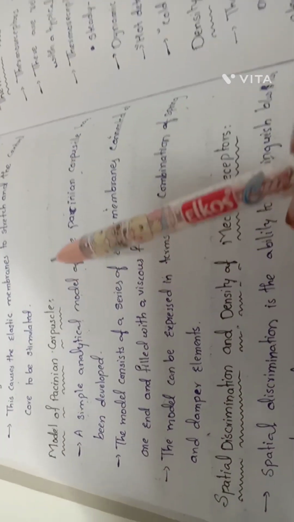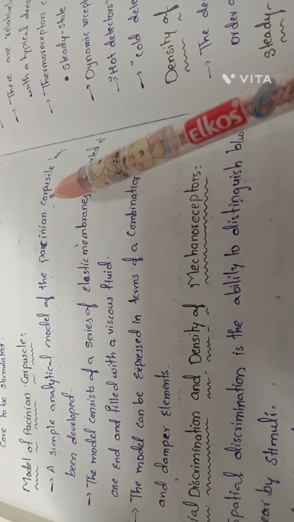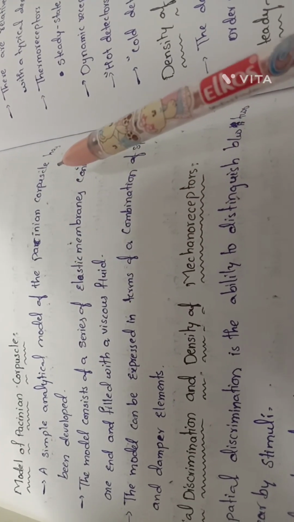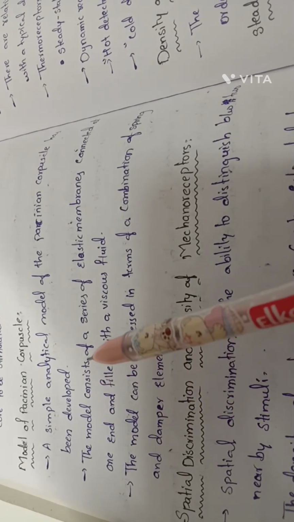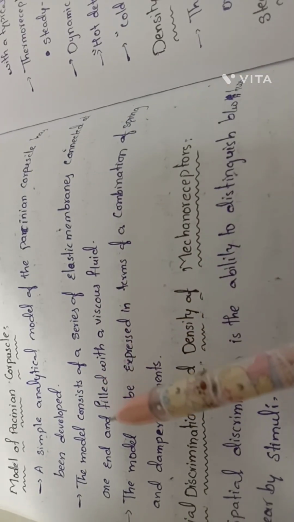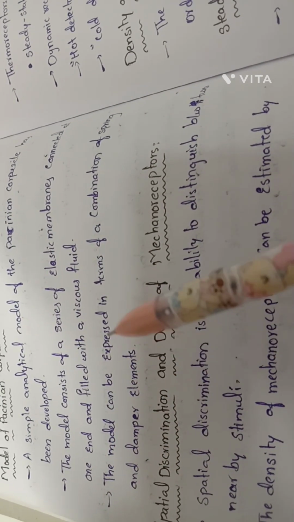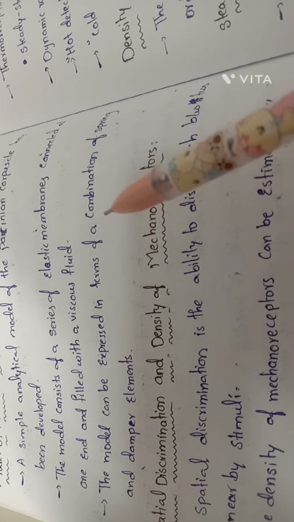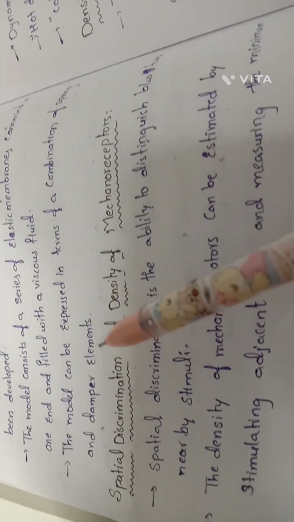Model of the Pacinian corpuscle. A simple analytical model of a Pacinian corpuscle has been developed. The model consists of a series of elastic membranes connected at one end and filled with a viscous fluid. The model can be expressed in terms of a combination of spring and damper elements.